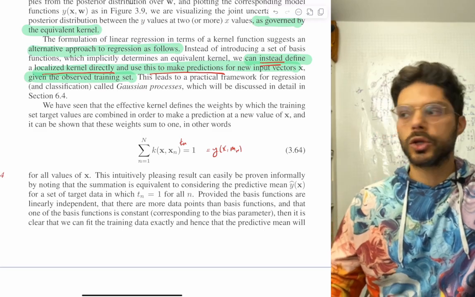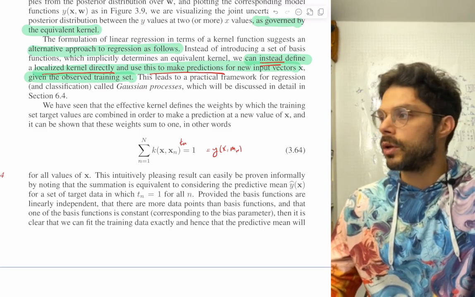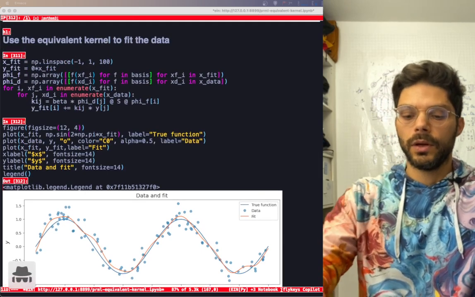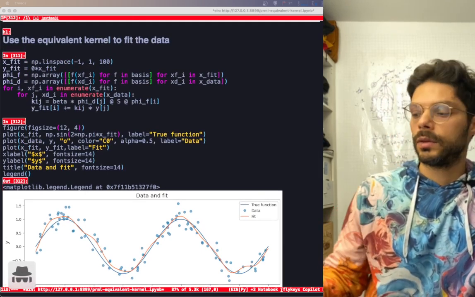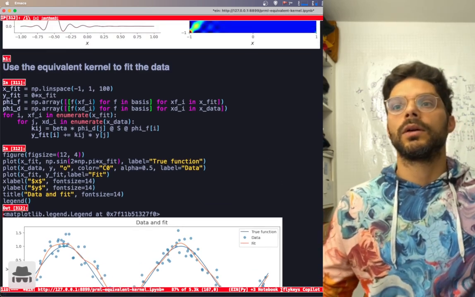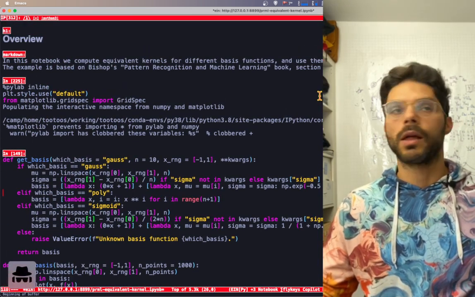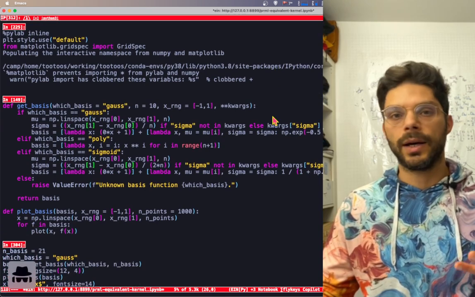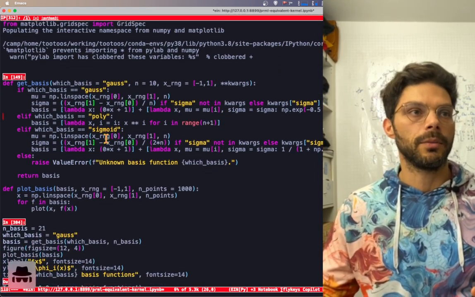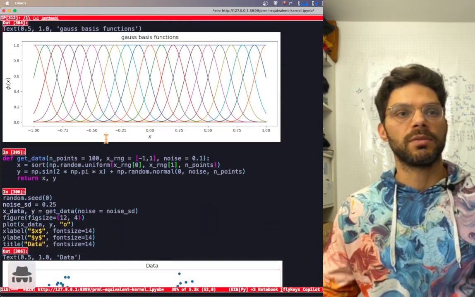And finally, I wanted to show you guys, I've provided some code for this so you can play around with it. So let me switch over to that. There we go. So I've got some code here where you can get different basis functions, Gaussian, polynomial, sigmoid, so you can play around with them. You can plot the basis functions, and then we generate some sinusoidal data, the same kind of stuff we've been working with throughout.